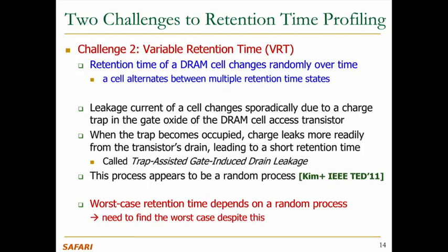This means that you need to test for some time. But you need to test long enough to get to the point of this charge trapping happening and the trap becoming occupied, so that you see the worst case retention time state. Then the question is, how long do you need to test to get to that state? It actually turns out to be very, very long. It could be days and days. According to our results, I'll show you a picture over here, but this paper shows some data related to this, showing that it's really getting worse as the technology becomes smaller. So this is really a fundamental problem in determining the refresh rate of DRAM.